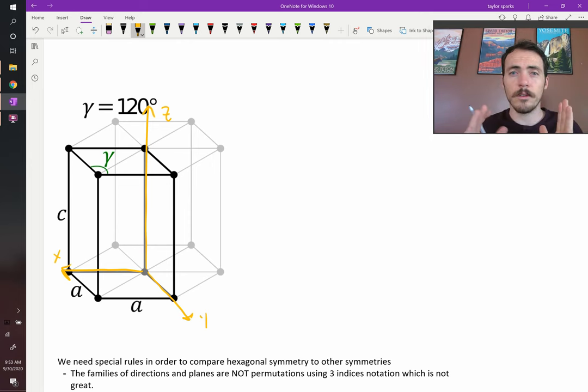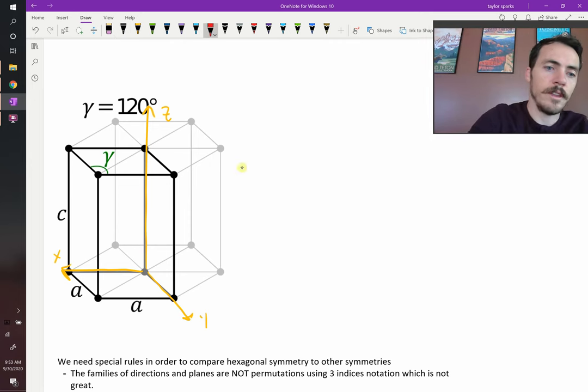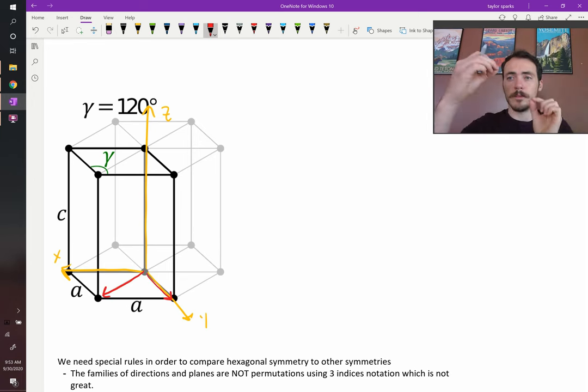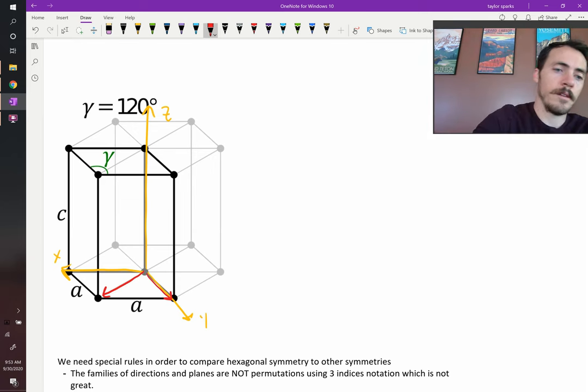If this is done correctly, then these directions right here, this one and that one, are both crystallographically identical. We could rotate that whole crystal by 60 degrees and it should have been the same. So we should be able to do permutations, right? And this one as well. But what do we run into?